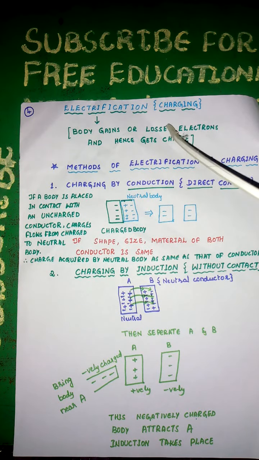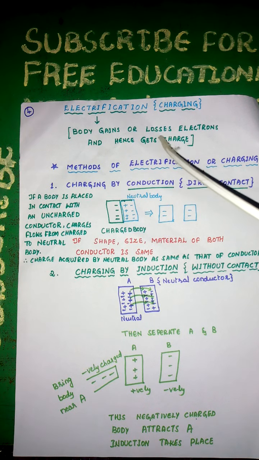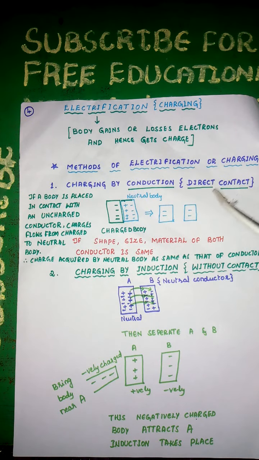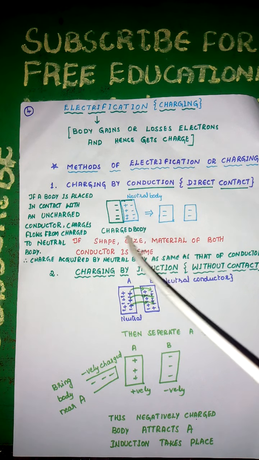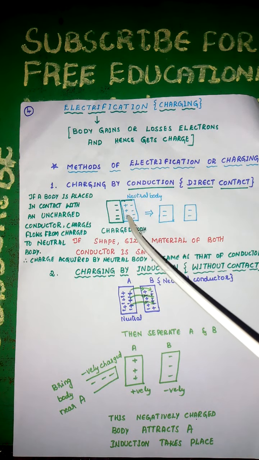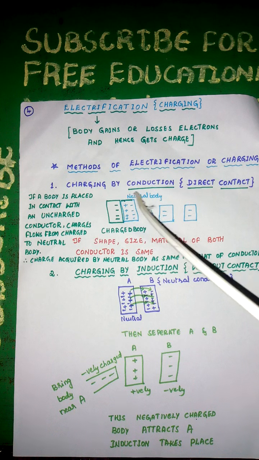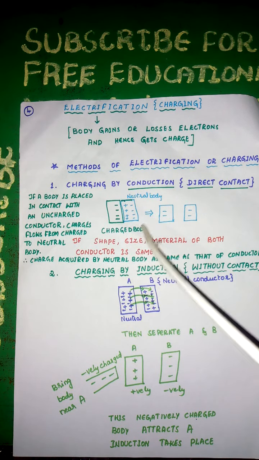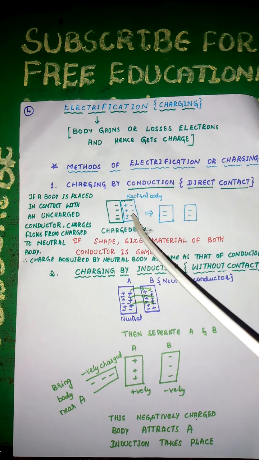So here we have different types of electrification, the methods of electrification or charging. First one is charging by conduction, or the direct method. See, when two neutral bodies are kept near each other. Suppose you just take one neutral body. What do you mean by neutral body? Which has an equal number of positive and negative charges.